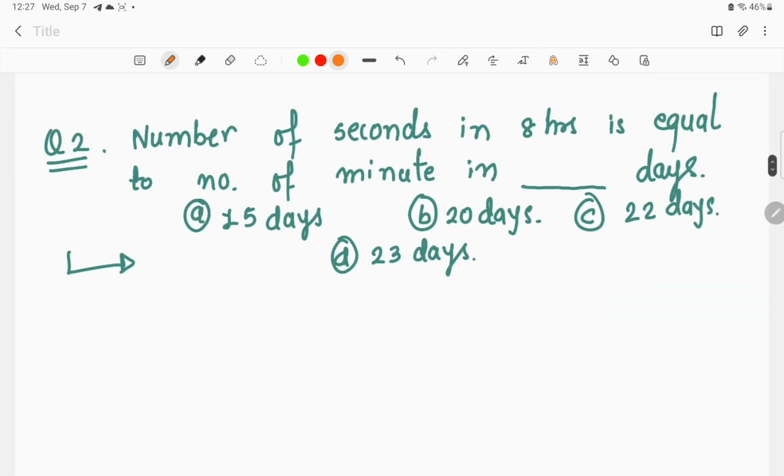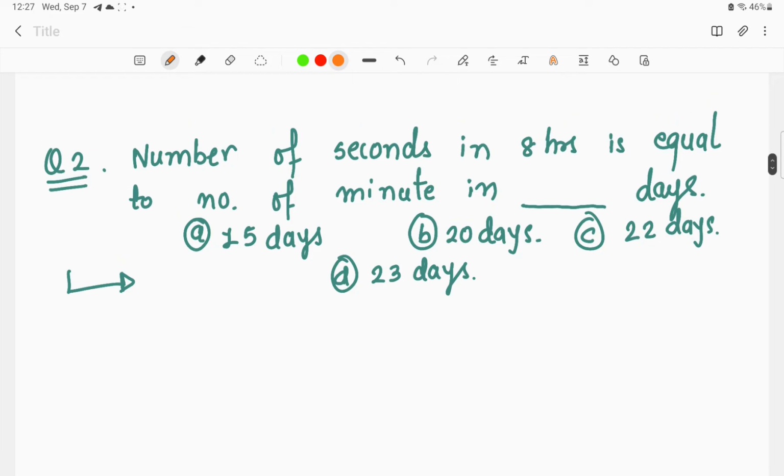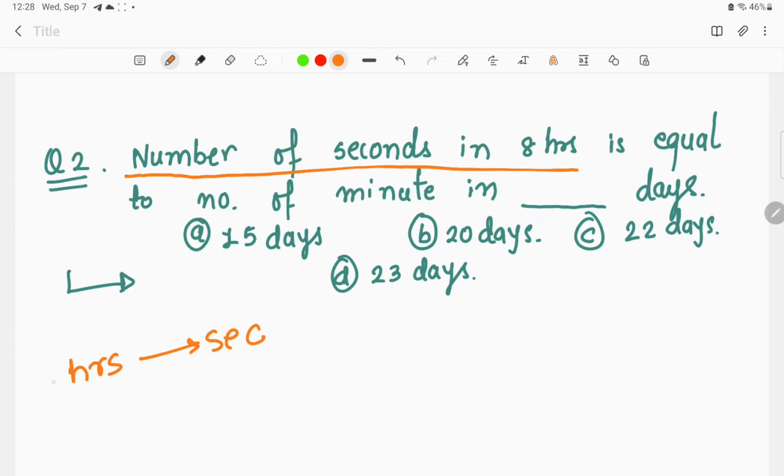To understand it in detail, let us take another example. The number of seconds in 8 hours is equal to the number of minutes in how many days? Now, the very first thing that you have to follow here is to read the very first statement: the number of seconds in 8 hours. In 8 hours how many seconds are there? For that we must understand we are moving from hours to seconds, the very first thing.